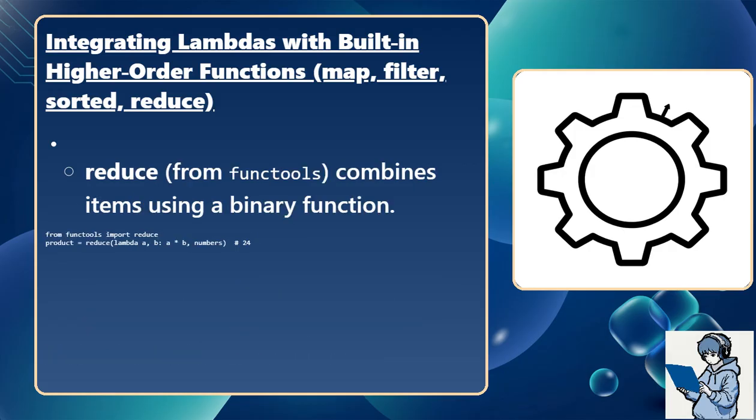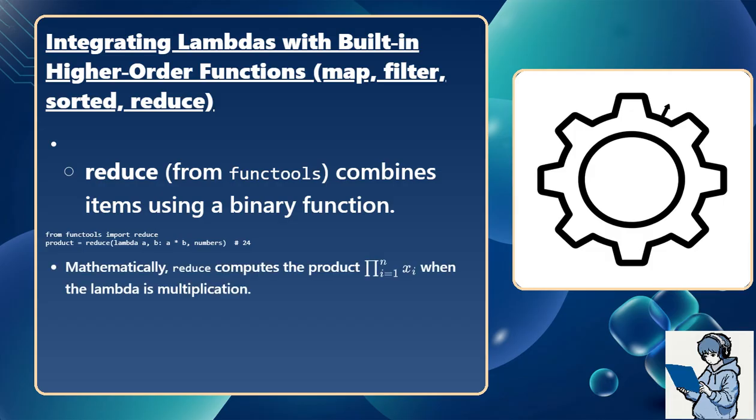Reduce from functools combines items using a binary function. For example, product = reduce(lambda a, b: a * b, numbers), which yields 24. Mathematically, reduce computes the product of x sub i from i = 1 to n when the lambda is multiplication.